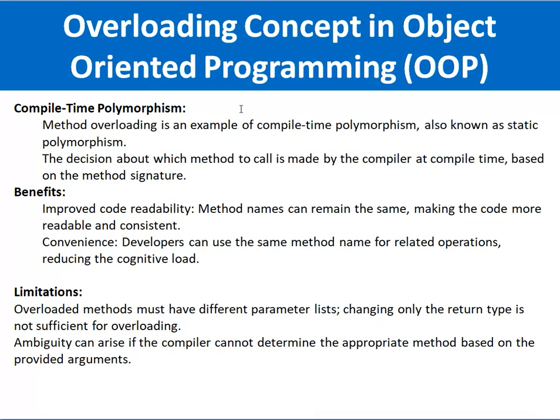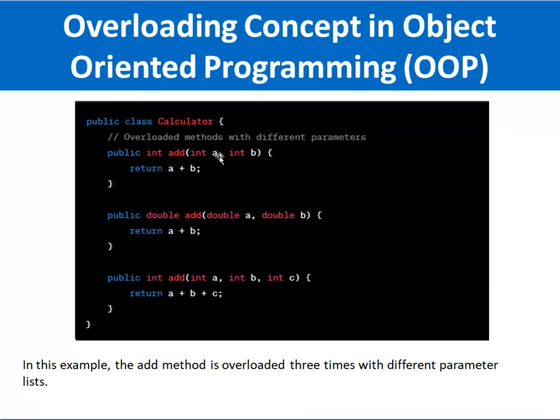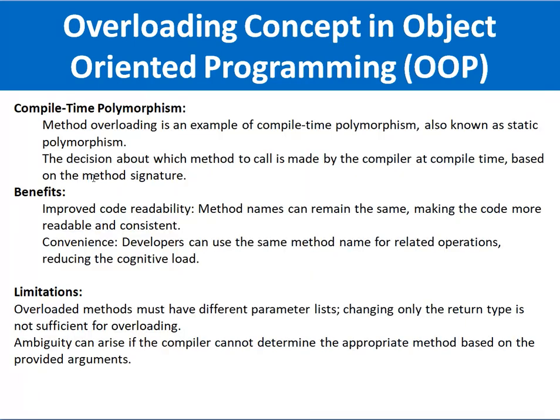Then compile time polymorphism. Friend, method overloading is a basic example of compile time polymorphism, and it's also known as static polymorphism. The decision about which method to call is basically made by the compiler at compile time, based on the method signature.